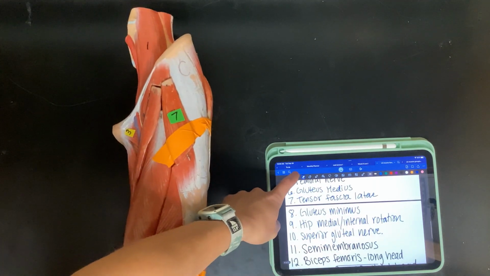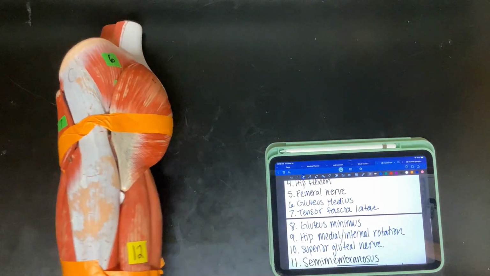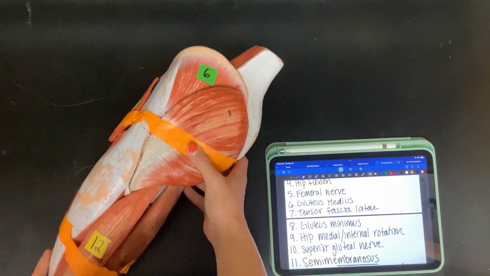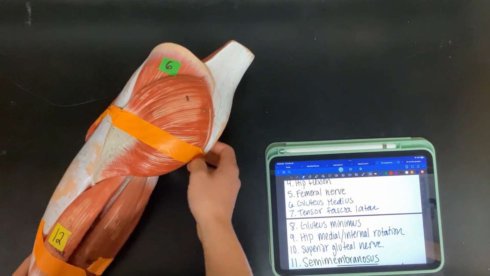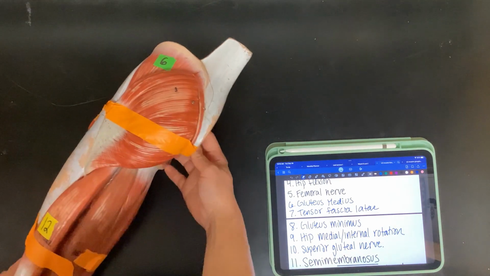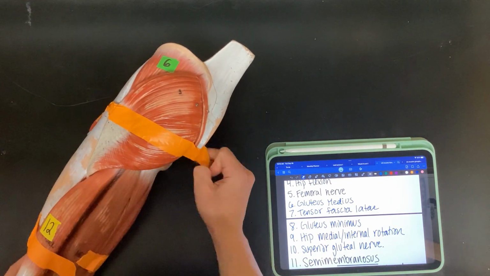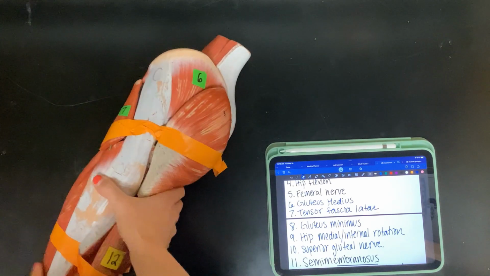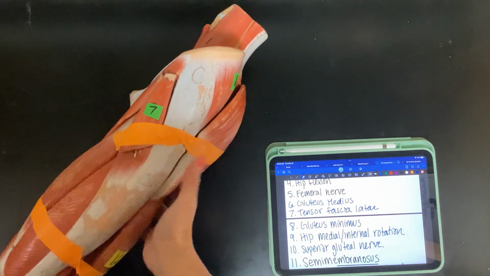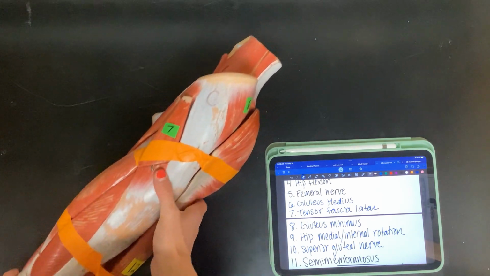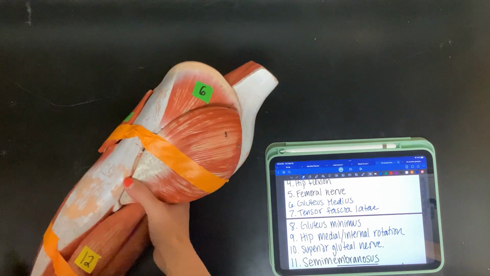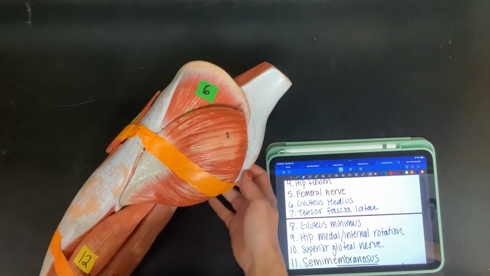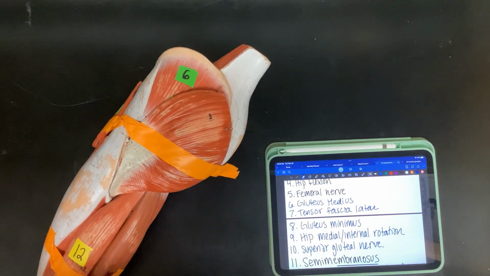Six and 7 and 8, we move around posteriorly. 6, we have gluteus medius. This is gluteus maximus, so deep to that, we have gluteus medius. 7, this is your tensor fasciae latae, or the TFL. And 8, which is the muscle deep to 6 that you can't see on the models, is gluteus minimus.